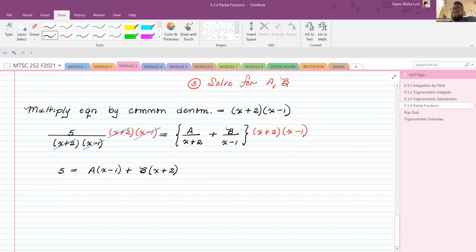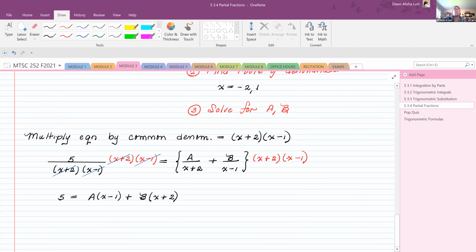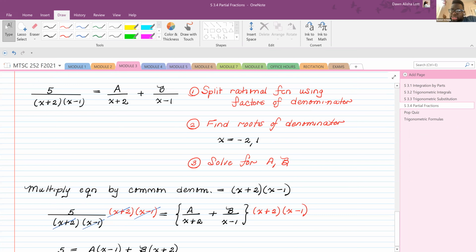Oh, Dr. Lott, I'm sorry to interrupt. I just had a question about step 2 on finding the roots of the denominator. Yes. So basically, it's just setting the denominators equal to 0, yes? That's finding the roots? Yes, setting it equal to 0 and finding your roots, because we're getting ready to use those roots, so we need them. Okay. Any other questions?